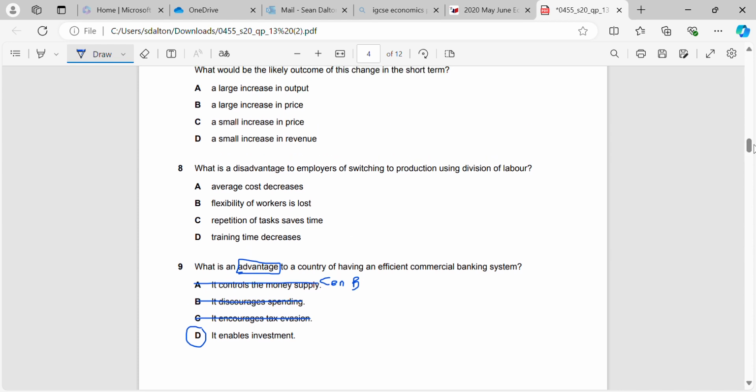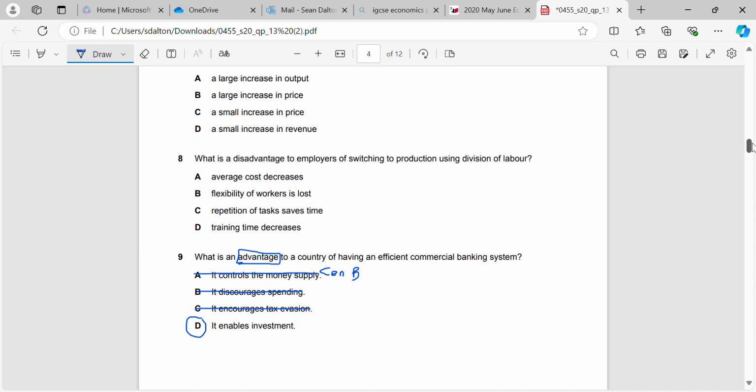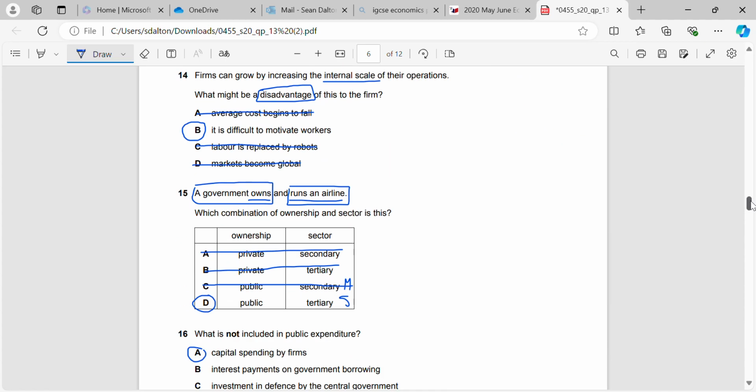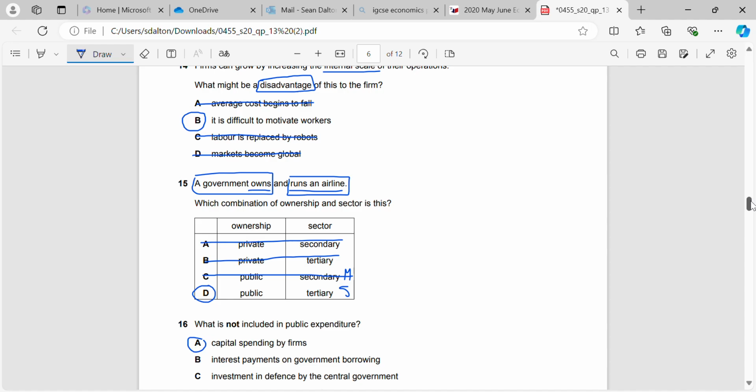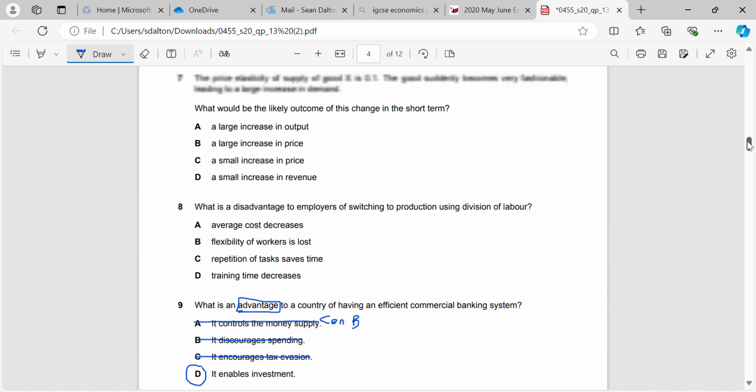Okay, and question 8 is very similar here. If I can just show you from the one we talked about previously, from 14. What's a disadvantage to employers of switching to production using division of labor? So, average cost decreases is not a disadvantage, it's an advantage if they can achieve economies of scale. Repetition of tasks saves time. Again, that's an advantage. Saves time, they're going to become more productive for the workers.